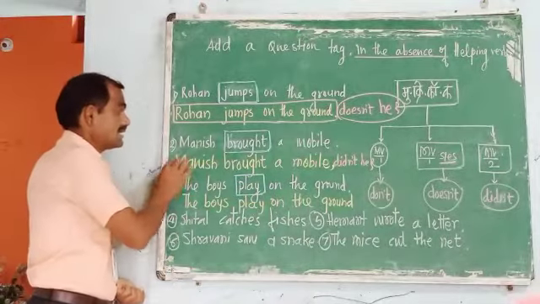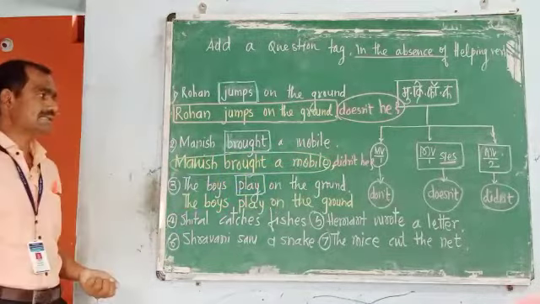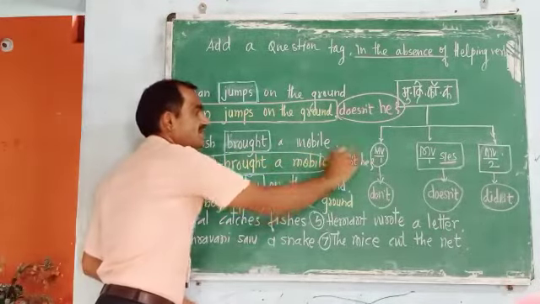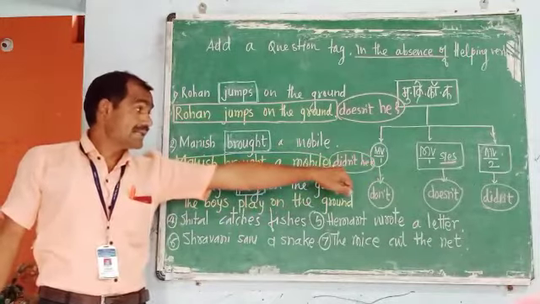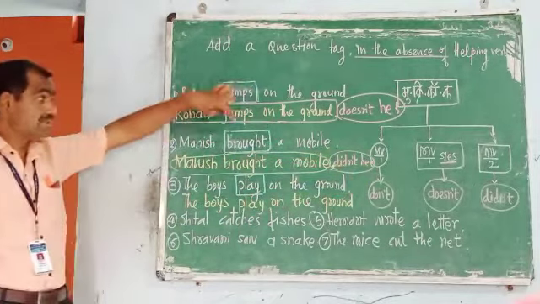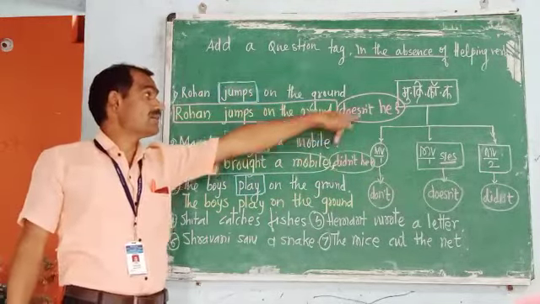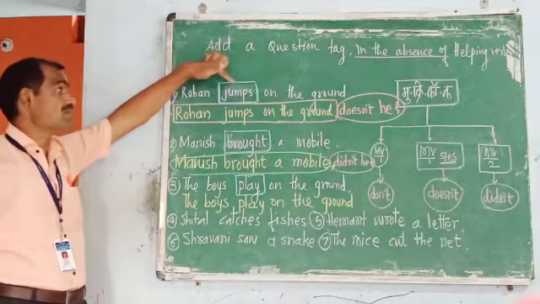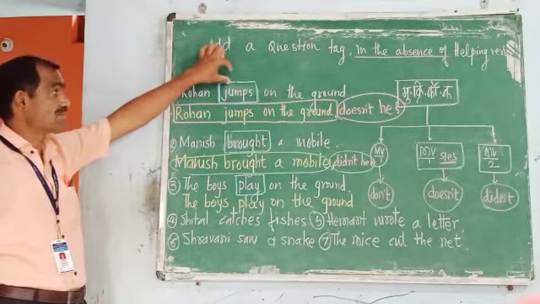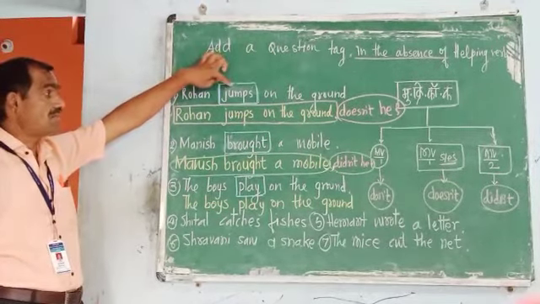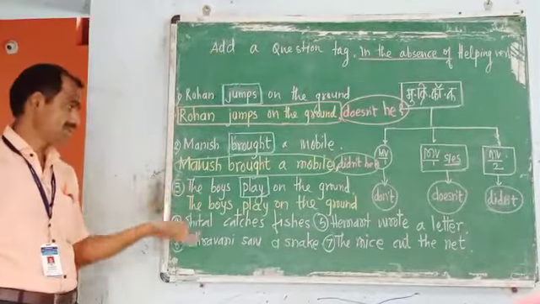Let us study here. Manish brought a mobile, that is the given sentence, and didn't he is the tag question. Again, why did I take didn't? Because there is a presence of second form. Why did I take doesn't? Because there is the presence of a singular verb. A singular verb is present there, the present form of the verb attached with s or es to the main verb of the sentence.